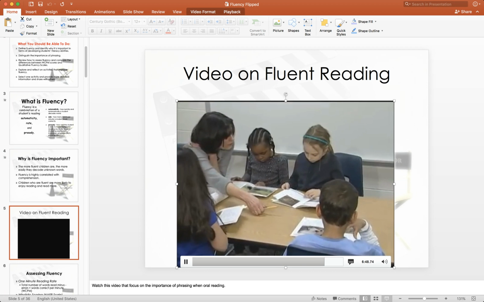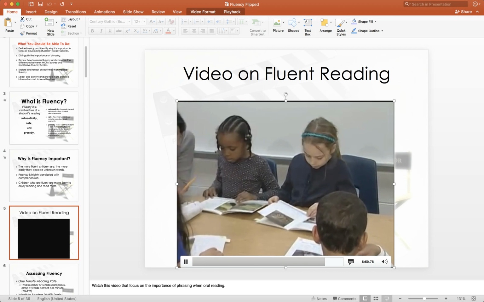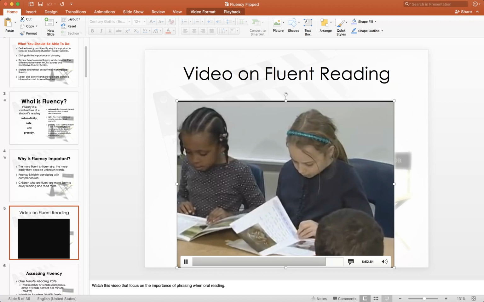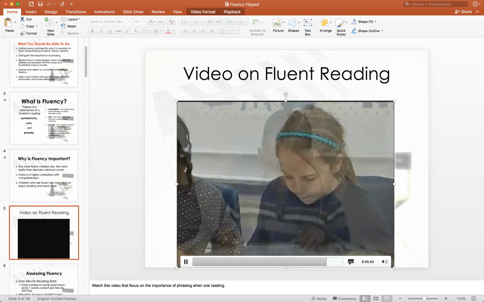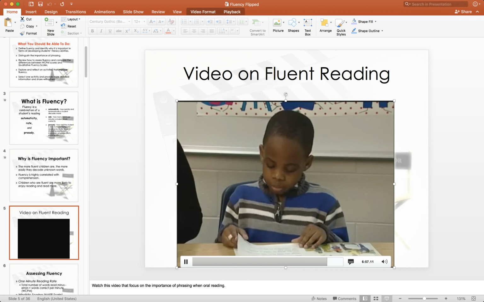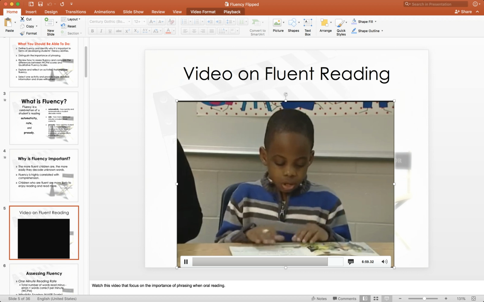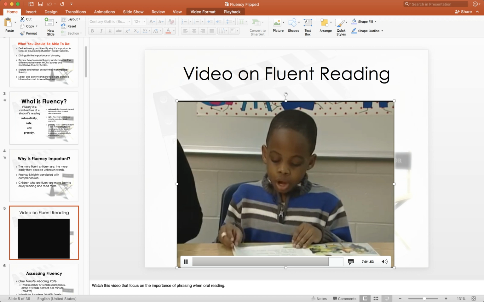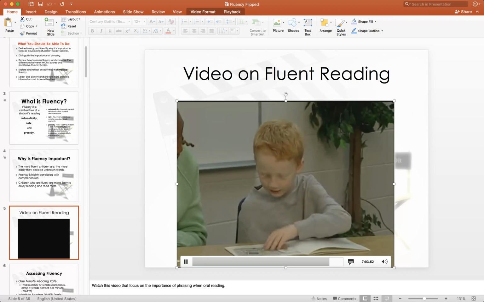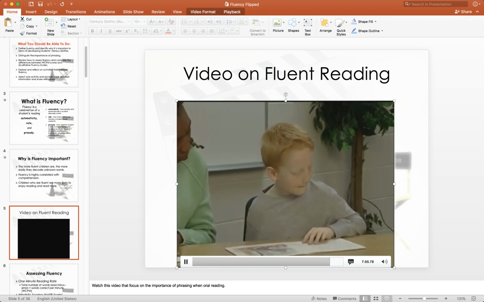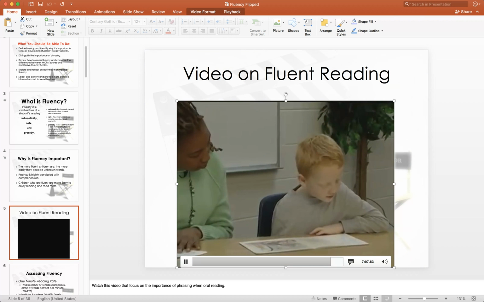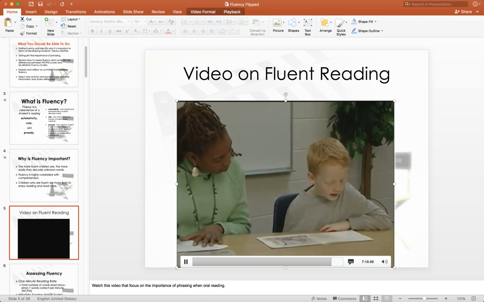In summary, fluent reading involves putting all sources of information, meaning, language structures, and print knowledge together in an integrated and flexible manner to comprehend text. When this happens, phrased and fluent reading is not simply a product of reading, but a major contributor to reading proficiency.